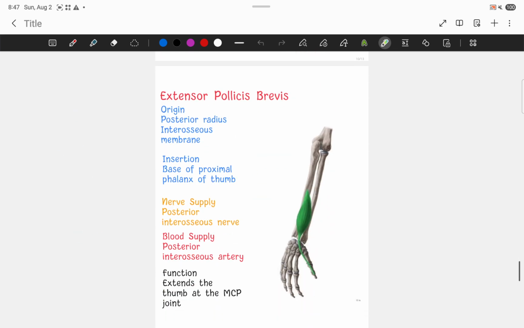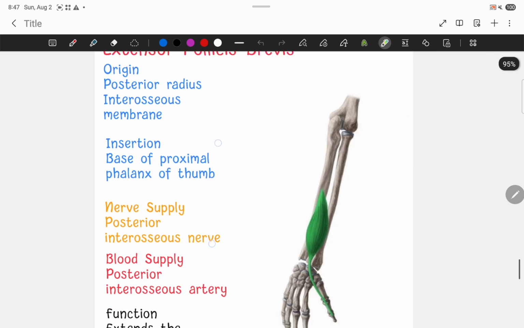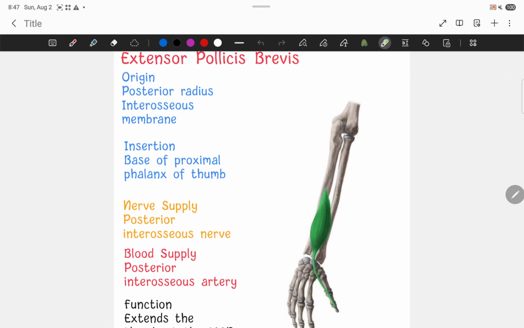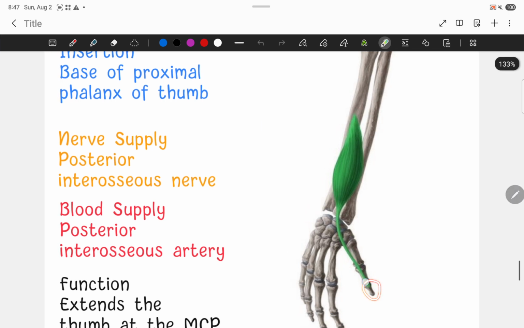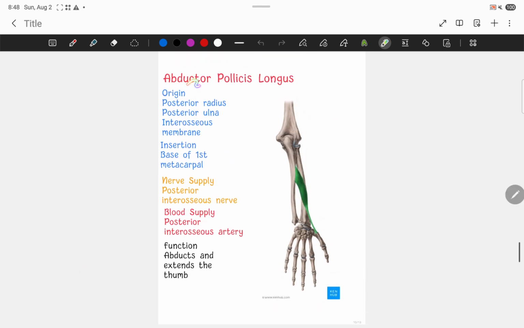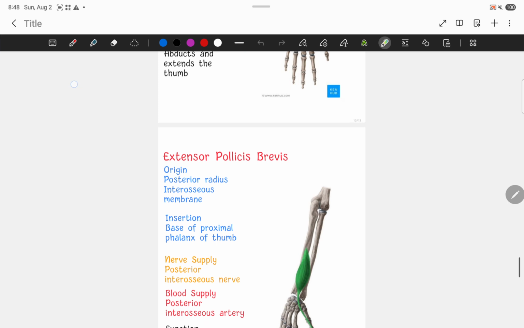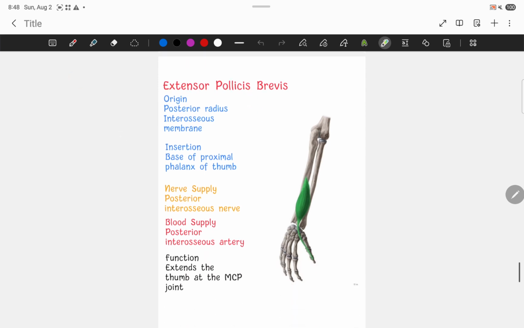Don't forget that. And another muscle we talk about is the extensor pollicis brevis. The origin is the posterior radius and interosseous membrane. And insertion is the base of the proximal phalanx of the thumb. We have 2 muscles that insert on the thumb. The first one is the abductor pollicis longus, which abducts the thumb. The next is extensor pollicis brevis, and it extends the thumb at the metacarpophalangeal joint. And of course, the nerve supply is the posterior interosseous nerve, blood supply is the posterior interosseous artery.